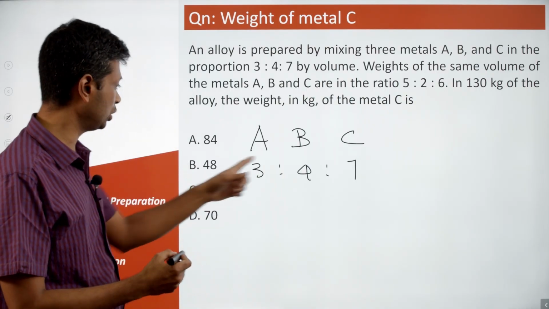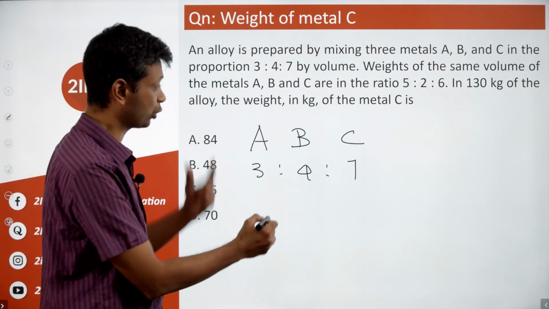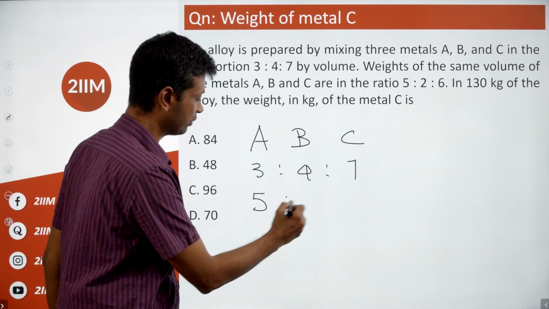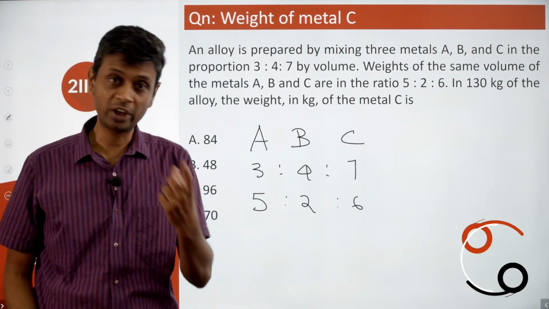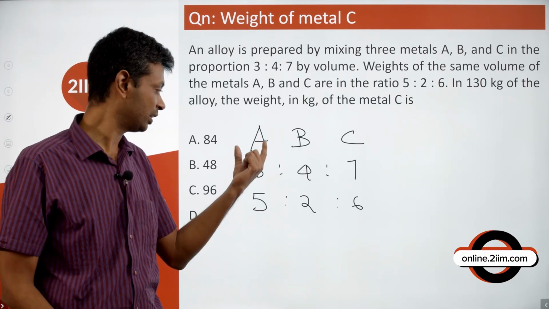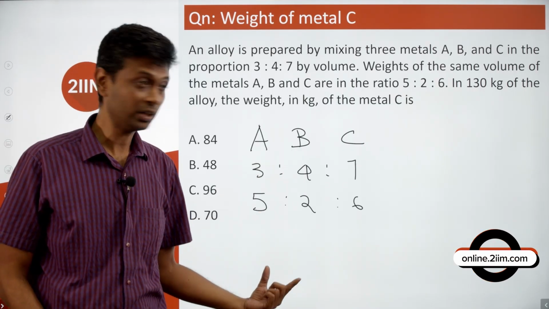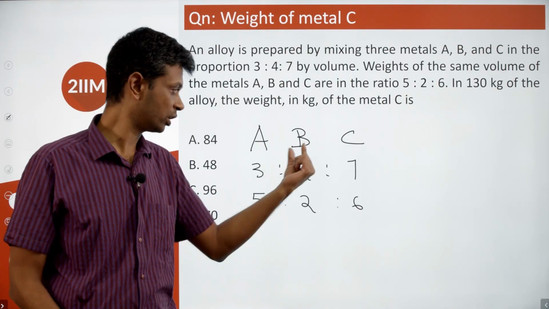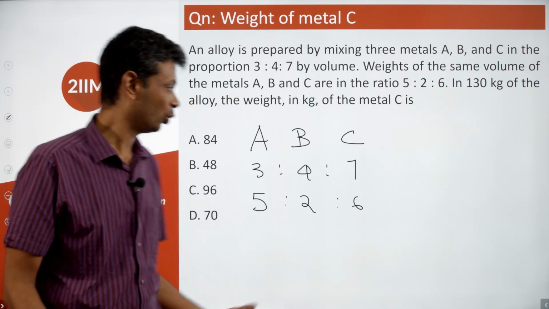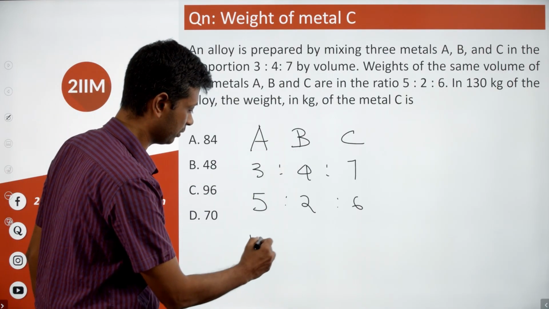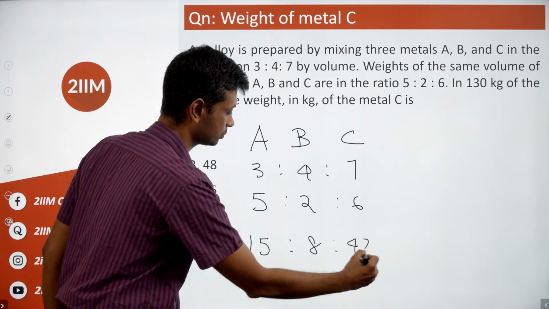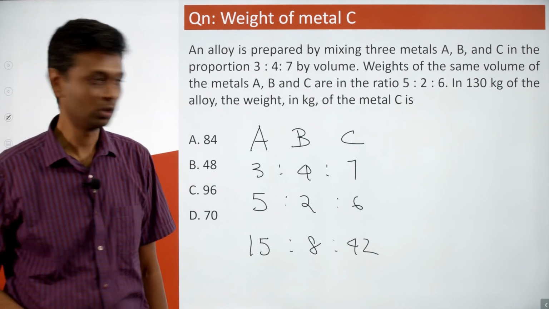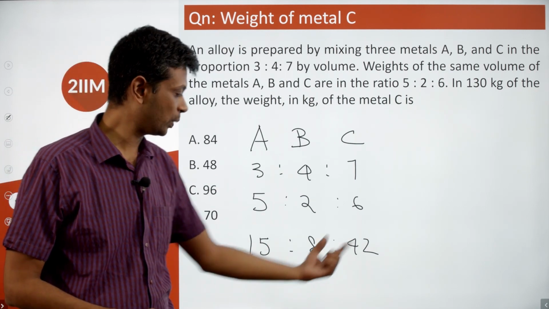The ratio of volumes is this. Ratio of weights for unit volume is 5:2:6. For 1 liter of A, that weighs 5 kilograms. 3 liters will weigh 3 into 5. 1 liter of B weighs 2 kilograms, 4 liters will weigh 4 into 2. So the ratio by weight is going to be 15:8:42. With that, we're pretty much done. And so the ratio by weight is 15:8:42.